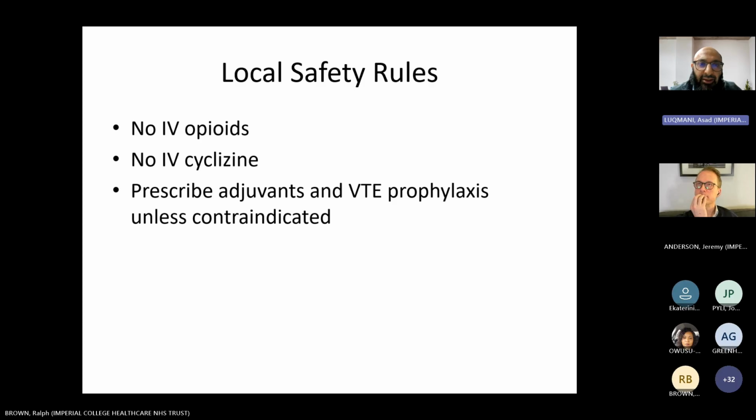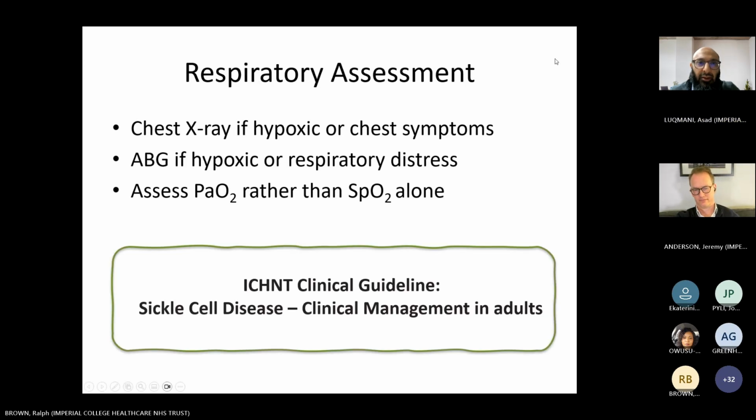And just a reminder to prescribe the adjuvants and VTE prophylaxis unless there's a contraindication. The respiratory status of these patients should be carefully monitored to identify any sign that they may be developing acute chest syndrome. If there's any hypoxia, if there's any low readings on the pulse oximetry, then they should have an ABG performed, and a chest X-ray if there's any chest pain or other respiratory symptoms.